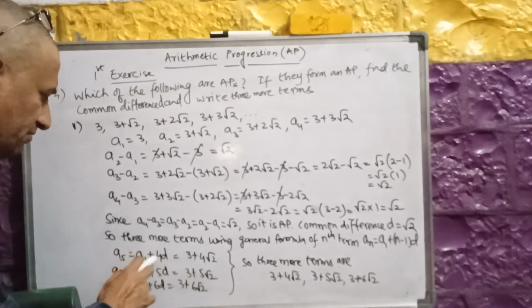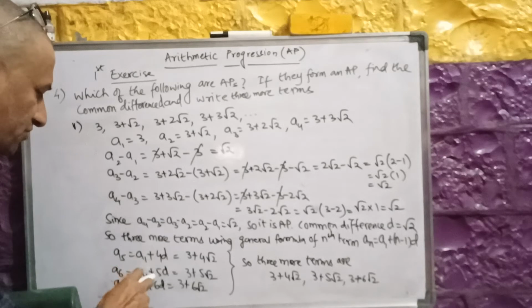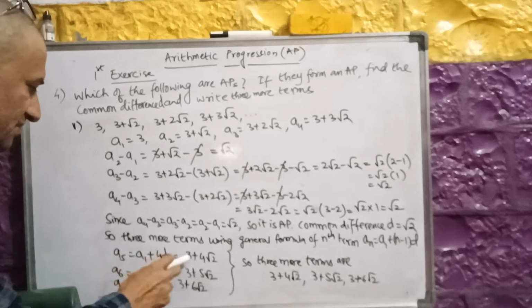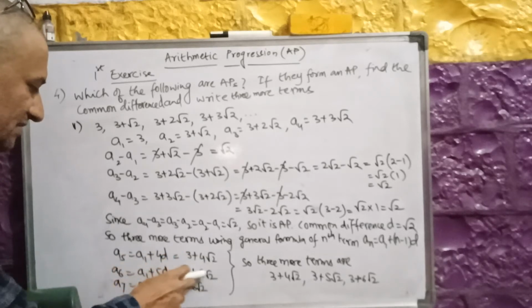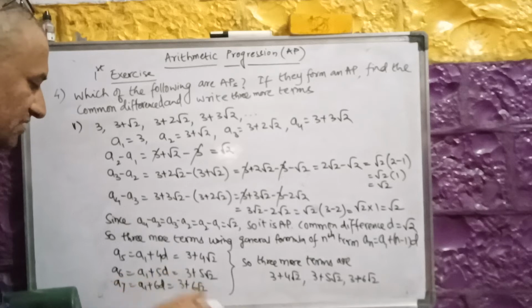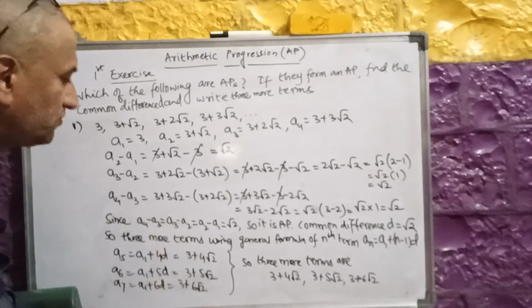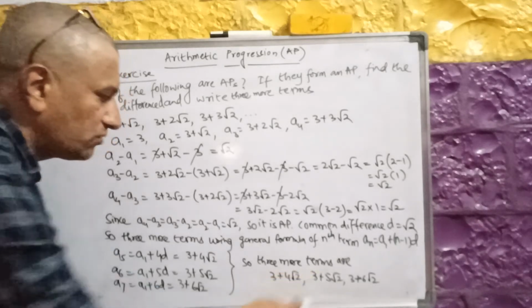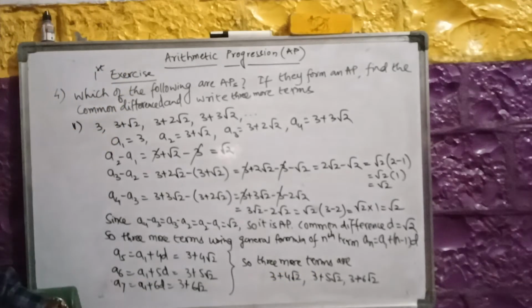So a5 will become a1 plus 4d, a6 will become a1 plus 5d, a7 will become a1 plus 6d. Putting a1 and d values, we get a5 as 3 plus 4 root 2, a6 as 3 plus 5 root 2, a7 as 3 plus 6 root 2. So the three more terms for this AP will be 3 plus 4 root 2, 3 plus 5 root 2, 3 plus 6 root 2.